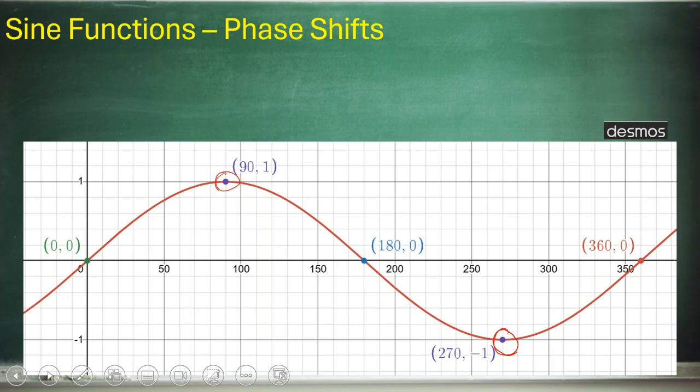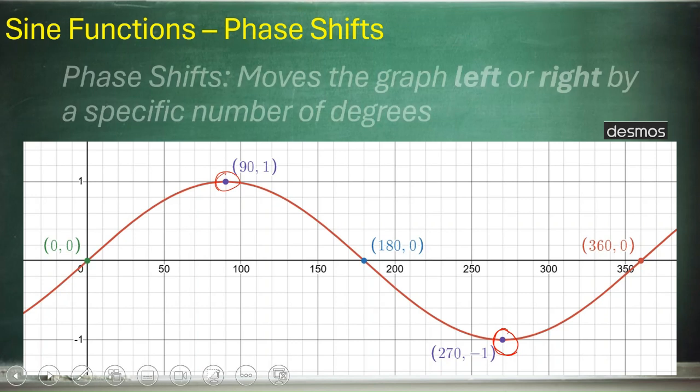Now, when we have a phase shift, what that means is that our graph is shifted or moved horizontally to the left or to the right by a specific number of degrees. Just as a reminder, trigonometry operates on 2 different forms of measurement. We're in degree mode, but there's also another mode called radians, or rads, to be covered in another video. But graphs with radian measurements can also have phase shifts.